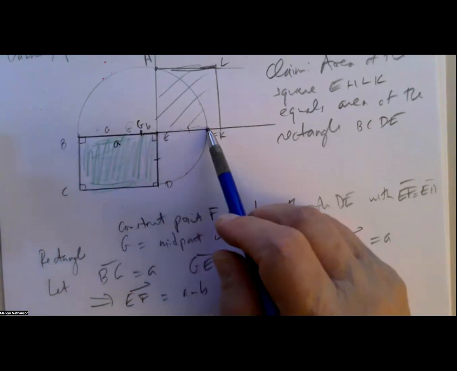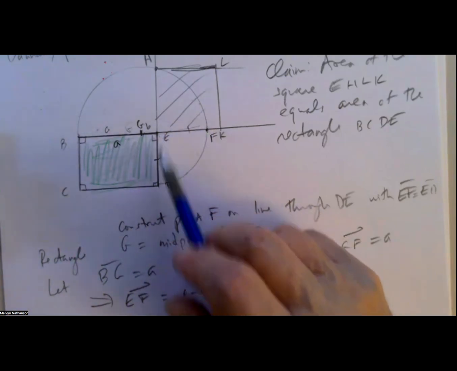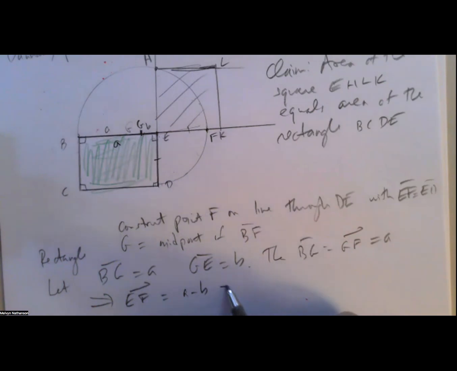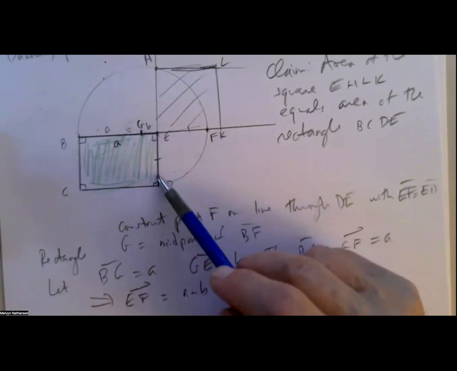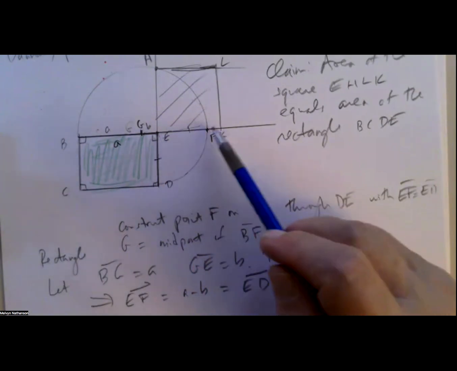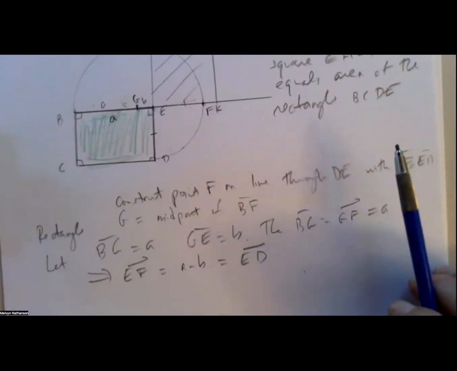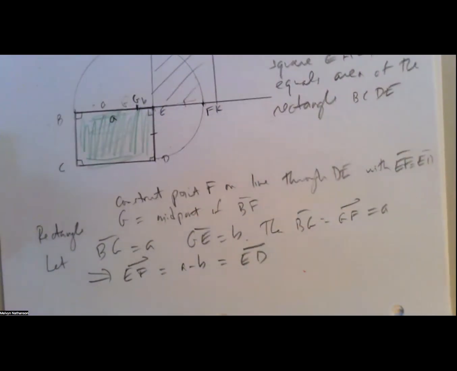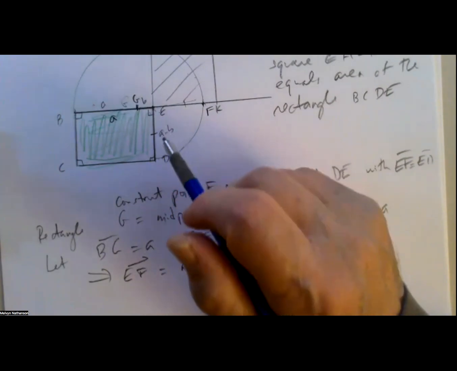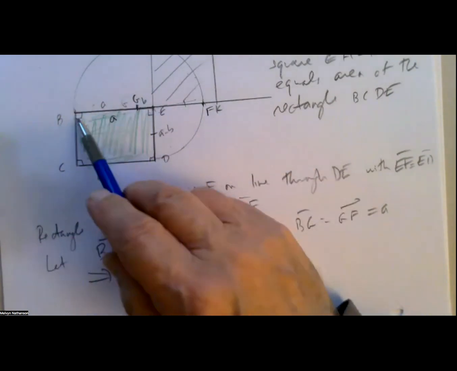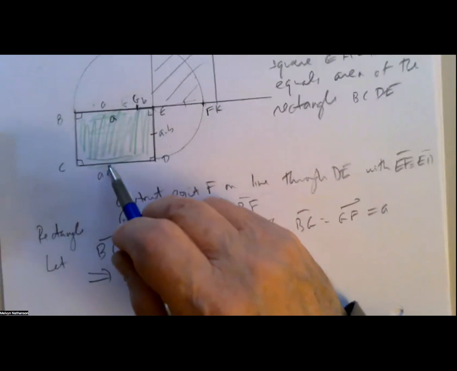And the distance from E to F is the same as the distance from E to D. That's how we drew this. We took a circle with center at E and radius ED, and where it intersected the horizontal line, that's the point we called F. So this is A minus B, and here to here is A plus B.